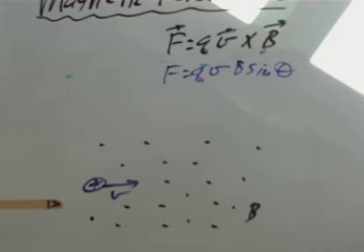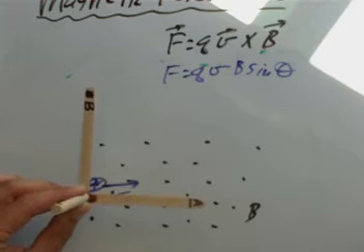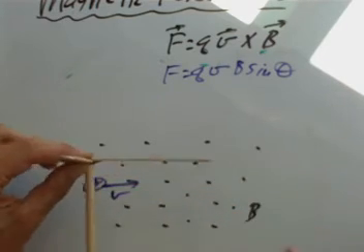Use my model here. I'll put A in the direction of the first vector like that. I'll put B, my second vector, in the direction of the magnetic field.